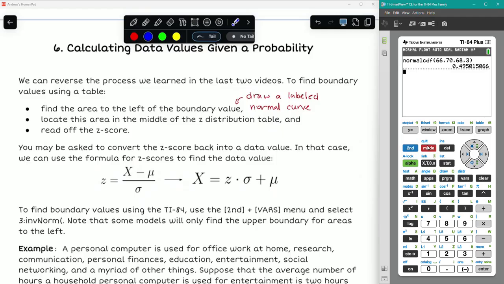What I'd like to do is some examples using both methods so you can compare. There is no right or wrong. Use the method that is more comfortable for you, the data table or the calculator.